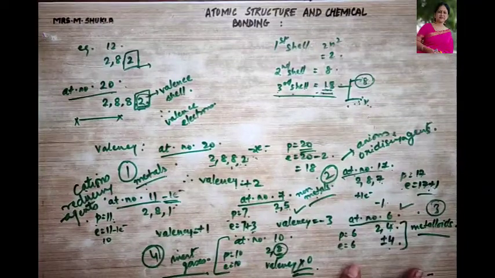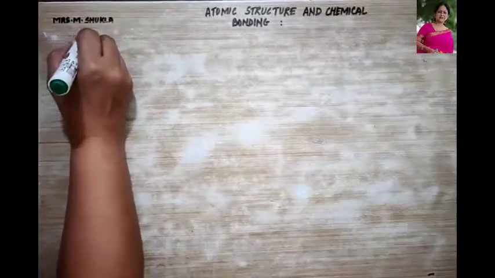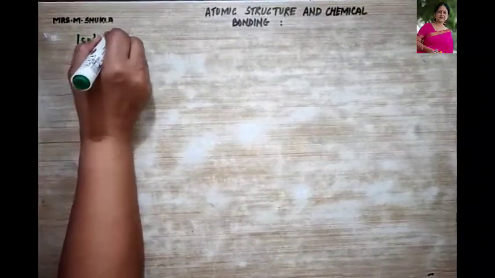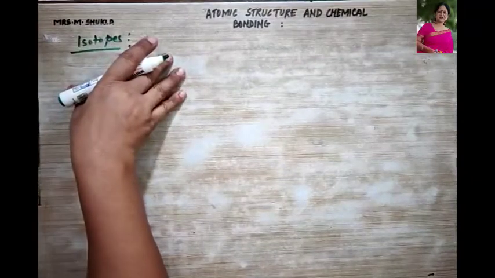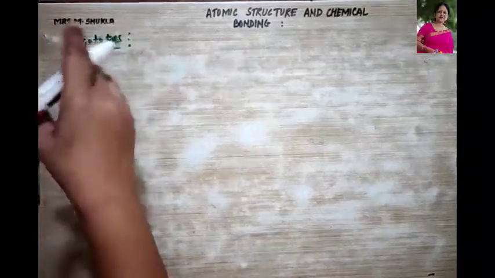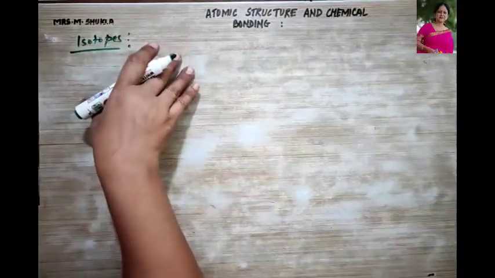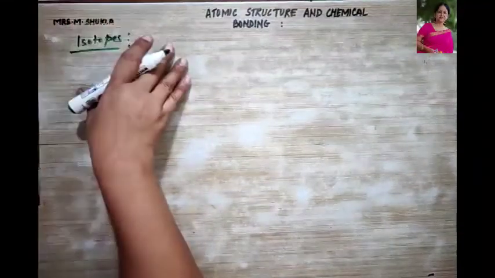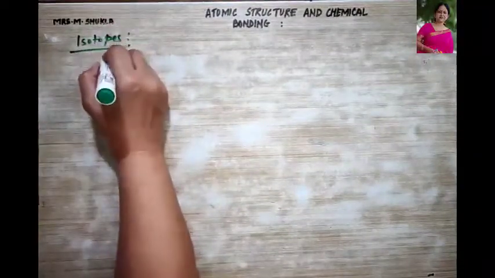Next, we are going to talk about isotopes. You know what isotopes are? About isotopes, you have already studied in class 8. So I'll very quickly go through isotopes. These are those same elements which have the same atomic number but different mass number.